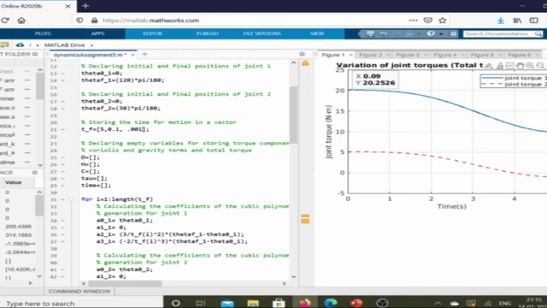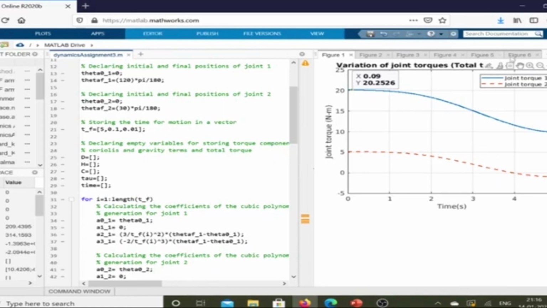No, 0.001 is impossible. Theoretically it's possible, it'll still run, but that's something which is not possible. So 0.1 second also is not possible. For example, to move 120 degrees in 0.1 second, I don't think any robot can do that. So this is just to show the variation.